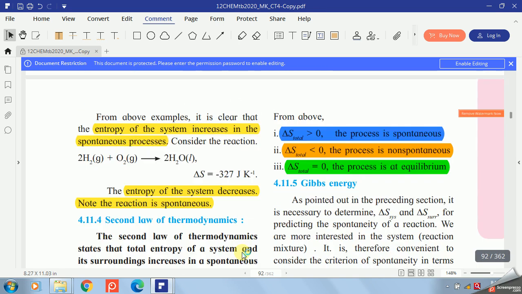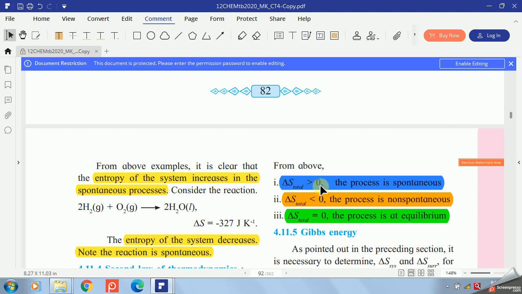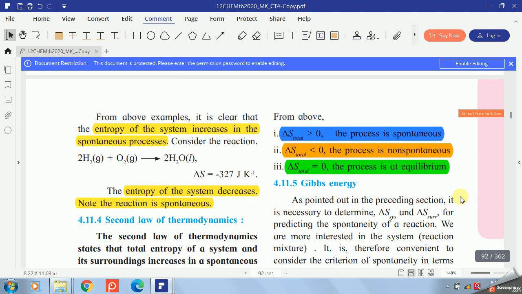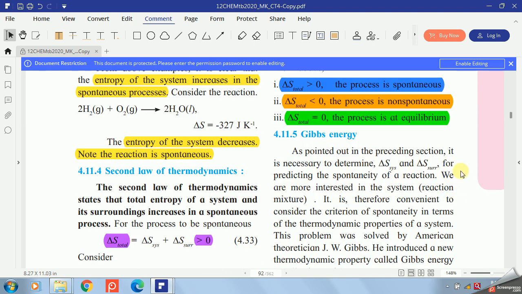So here are the conditions. Delta S total greater than 0, reaction is spontaneous. If it is equal to 0, then the reaction or process is at equilibrium, and if it is less than 0, the reaction is non-spontaneous. So remember the condition for spontaneity of a reaction. Simply you have to remember only the first condition: delta S total greater than 0, then the process is spontaneous. It may be asked in a multiple choice question. Now the next point is Gibbs energy.